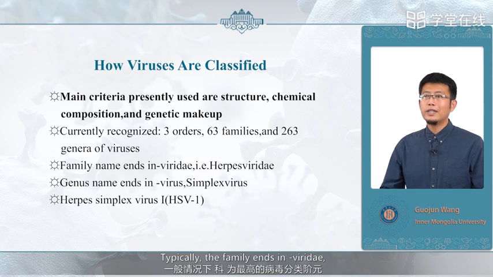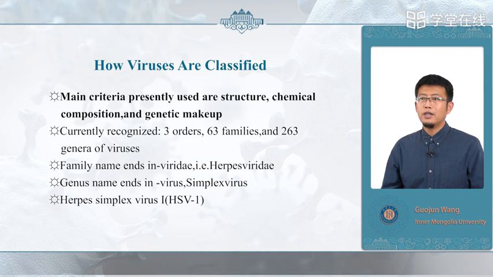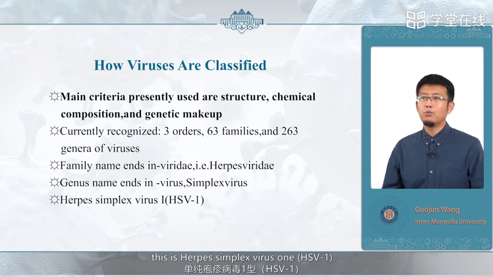Typically, the family name ends in viridae, so you will see it like herpesviridae, which is the family of the viruses that are incorporated. Many times, the genus name ends in virus, like simplexvirus. So when we talk about herpes, this is herpes simplex virus 1, HSV1, and we have many other viruses out there.